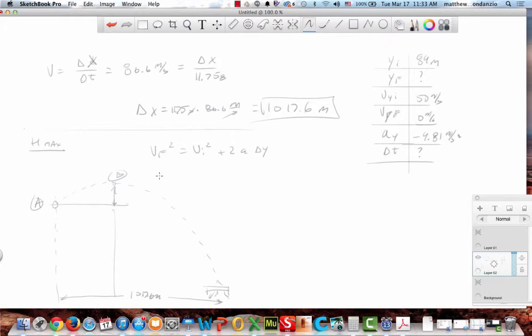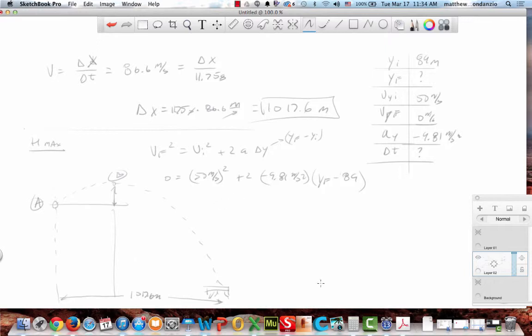right? So what's V final? What's my final velocity vertically? 0 equals, what's my V initial squared? 50 meters per second, squared, plus 2 times negative 9.81 meters per second squared times my delta y, which is y final minus y initial. And what's my y initial? 89. So it's going to come right into that. That 89 is going to be taken right into account.